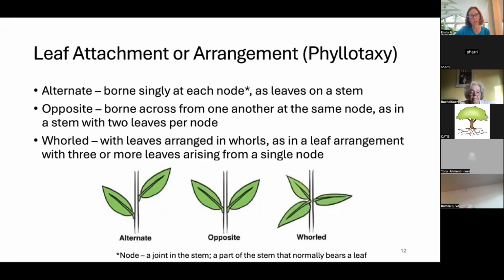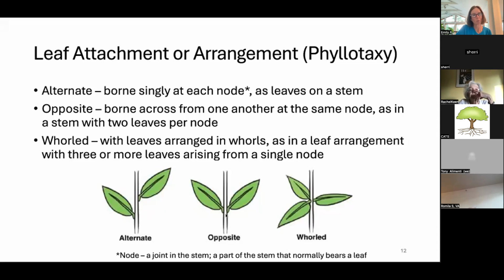We have alternate, and that is when we have at each node a single leaf that comes out. And you can see that on the diagram here. And a node is a joint in the stem or a part of the stem which normally bears the leaf. So here's one node, here's a second node.